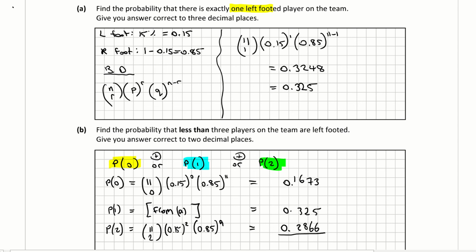So when I add them together, I'm getting 0.7789. And the question again wants it to 2 decimal points this time. So that is equal to 0.78. So that's the probability of less than 3 players on the team being left-footed.